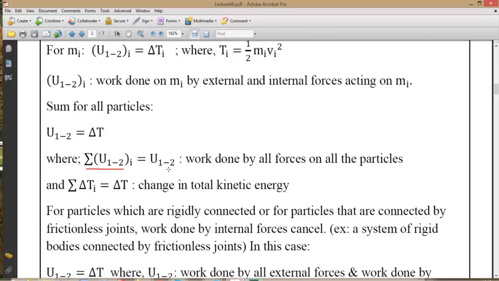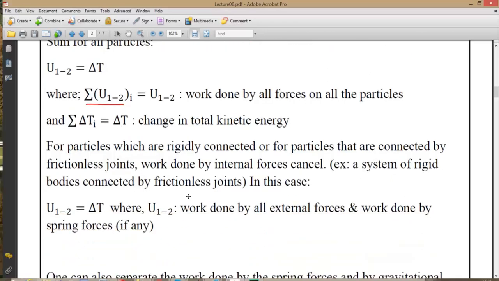system of particles by all forces, internal, external, conservative, non-conservative, all forces, which results in the change of the kinetic energy of all particles, summation of the kinetic energy, change in the kinetic energy of all particles defined as delta T here. And this is the total kinetic energy of the system of particles. Now, we can do some assumptions and then simplify this concept.